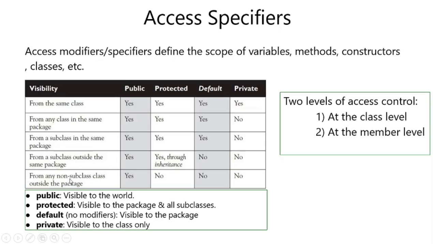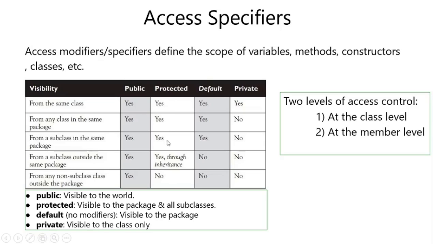And if you are trying to access from any non-subclass class outside the package, that means there is a class which does not belong to the inheritance or which is not an inherited one, then this public member is also accessible in that non-inherited class. Public members which are declared in the class are accessible from anywhere, that may be from the same class or from outside of the class.